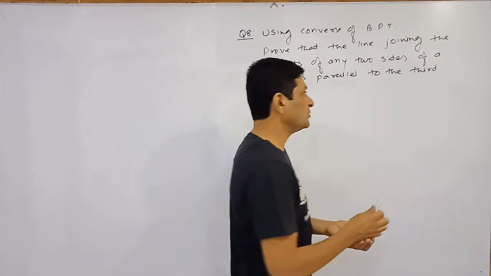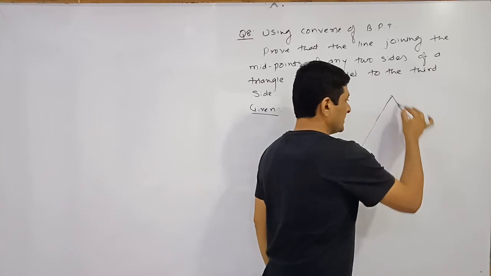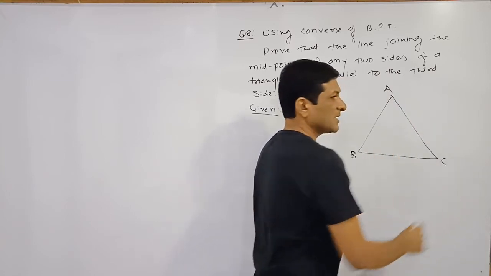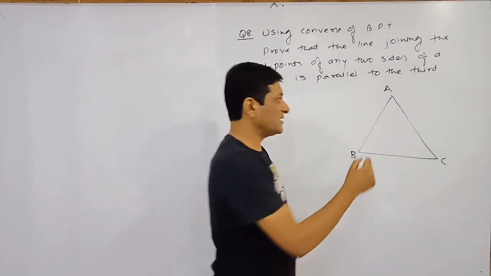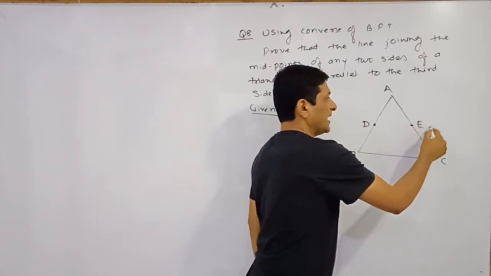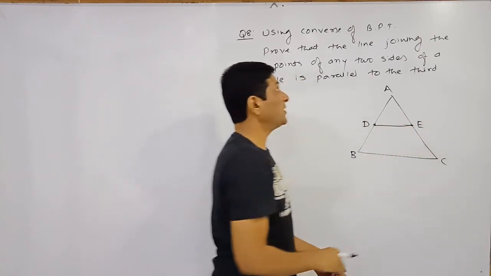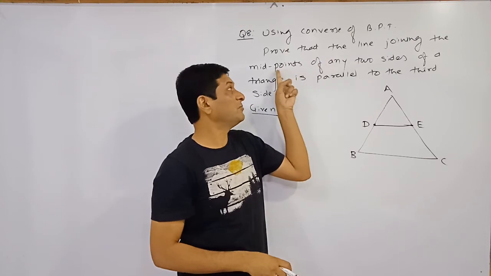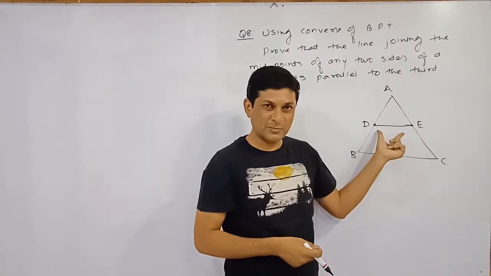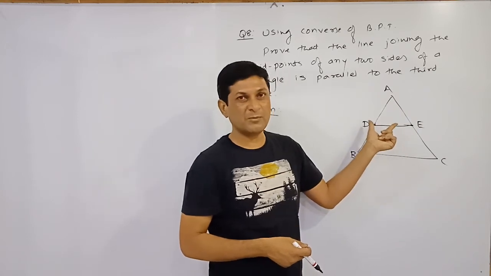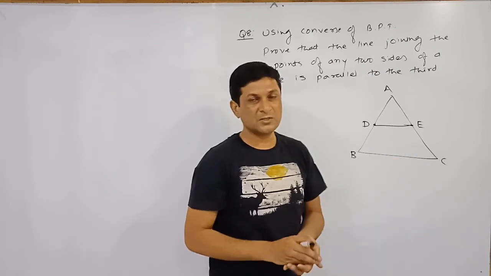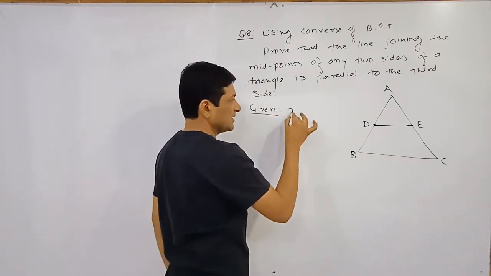So let us try to prove it. Let us consider one triangle ABC. In this triangle ABC, let us suppose that D is the midpoint of side AB and E is the midpoint of side AC. And what we have to prove is that the segment joining the midpoints of any two sides, which is segment DE, is parallel to BC.